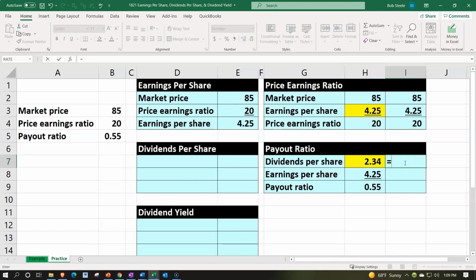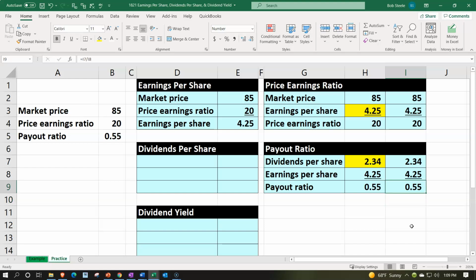And then we're going to calculate it across this way just to double check it here. Let's do a double check, and then we'll underline here. And then we'll say this is going to be equal to the 2.34 divided by the 4.25, and we get back to our 0.55. So it looks correct.